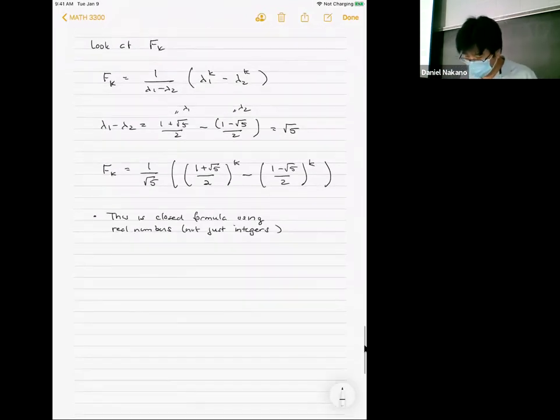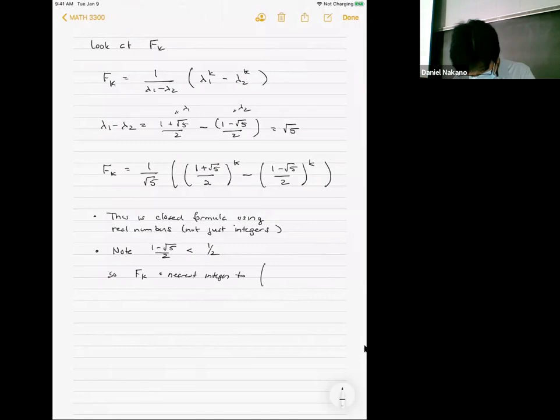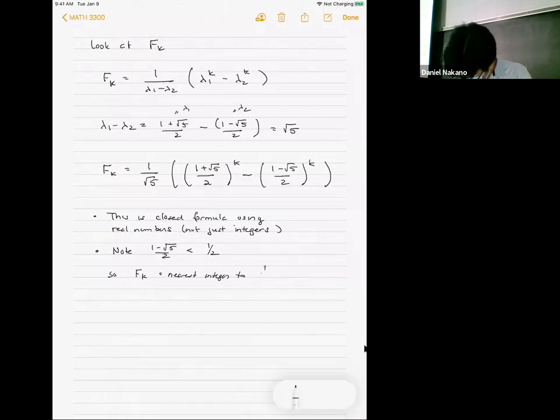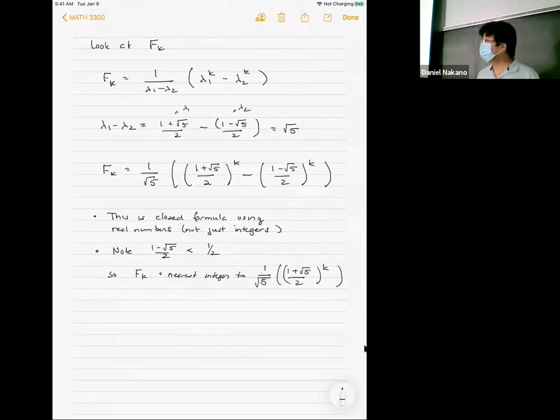All right. Now we can make this slightly simpler too. So if you note that 1 over the square root of 5 over 2 is less than 1/2, I think I showed that. So actually f_k equals the nearest integer to, well, I messed up here, to 1 over the square root of 5 times 1 plus square root of 5 over 2 to the k. Okay. So it's really enough to just compute this out. You could do it on your calculator if you want, and then figure out what the kth Fibonacci number is using this. All right.